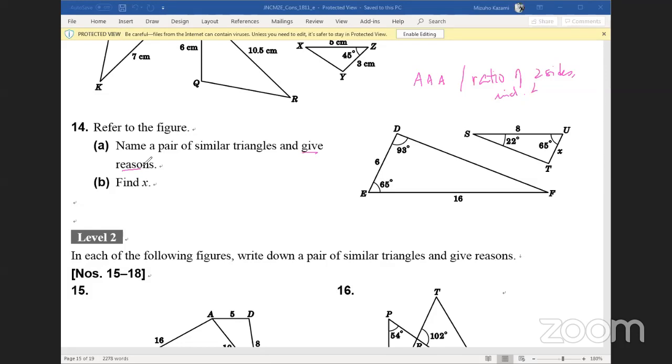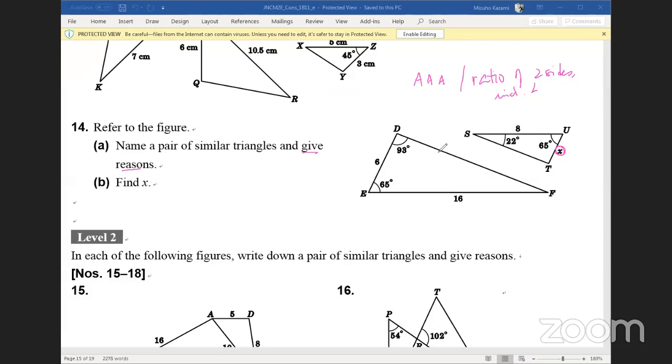Which one? What do you think? There are only two, either AAA or ratio of two sides included angle. Which one should we use to tell people that these two triangles are similar? Now, if you look carefully, we don't really have ratio of two sides because this one is unknown. It means we don't know x over 6.